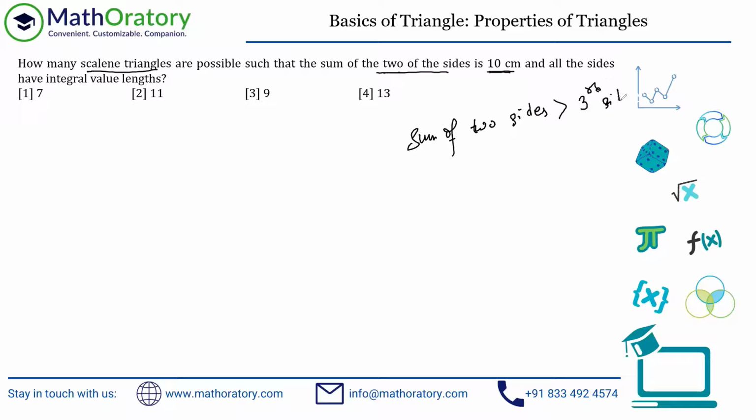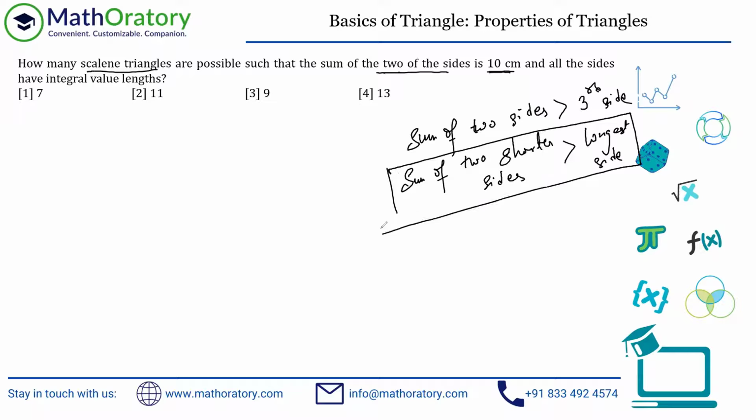Now, this is something I've discussed in classes. Whenever you use this, always try to use it in this manner: the sum of the two shorter sides should be greater than the longest side, because the sum of any two sides should be greater than whichever third side is left off. I mean, the longest side added to any other side will anyhow be greater than the third side which you leave off, right? So always check whether the sum of the two shorter sides is greater than the longest side or not.